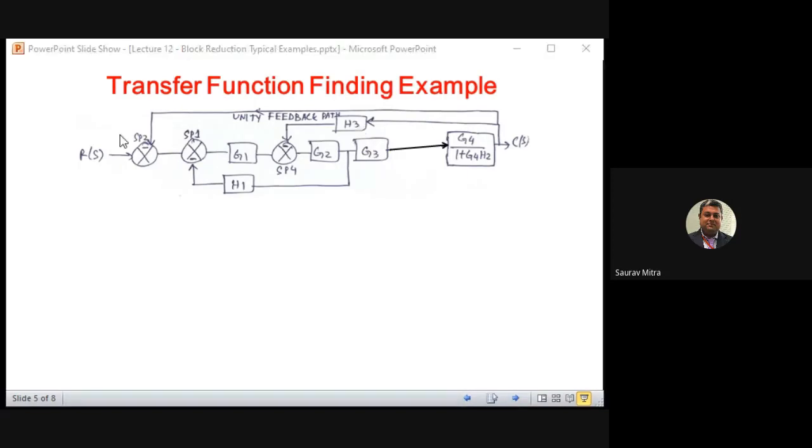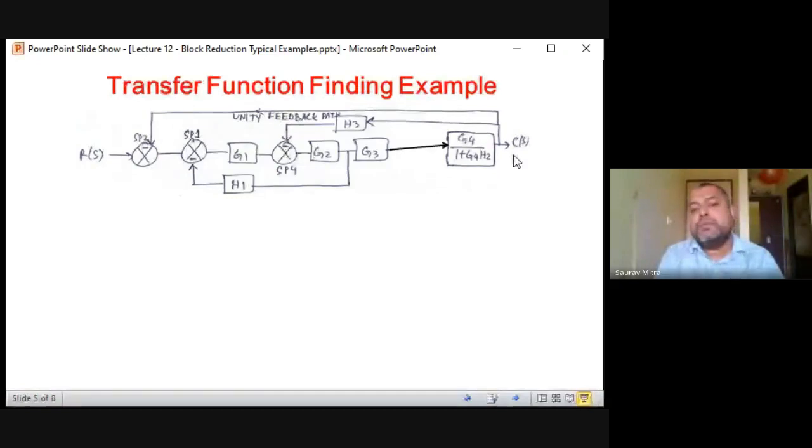So how can I solve it? What I have to do is remove this entanglement, by shifting this takeoff point after the G4 by 1 plus G4H2 block. So this is what is being done. This is the point A, which is the pressure point now, the problematic point now.